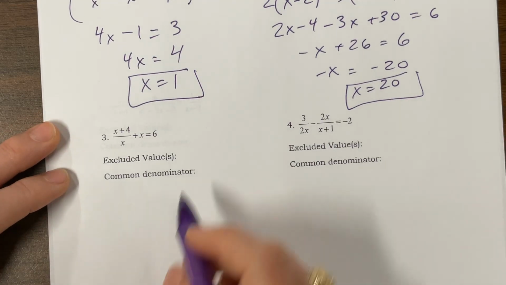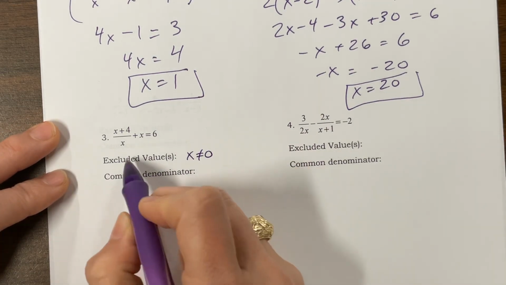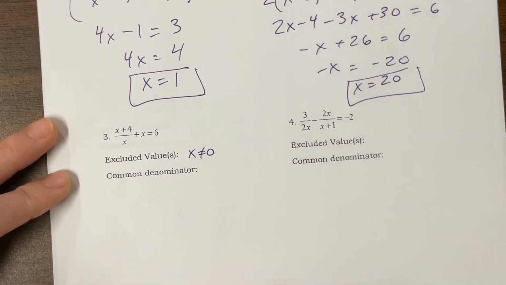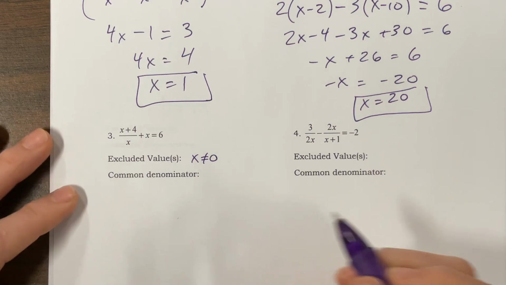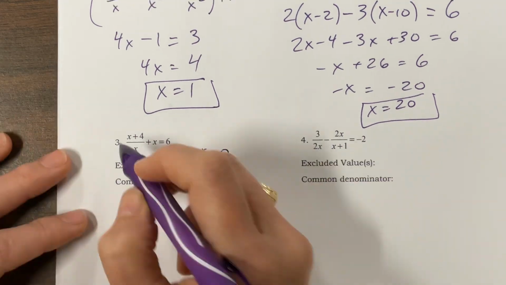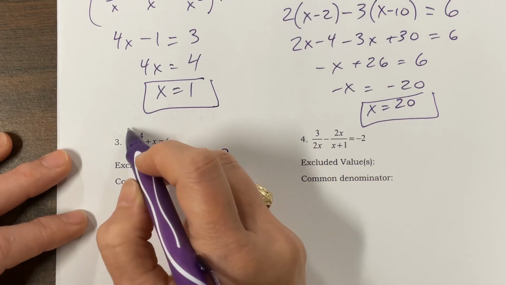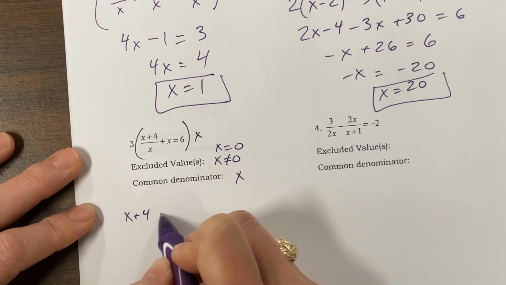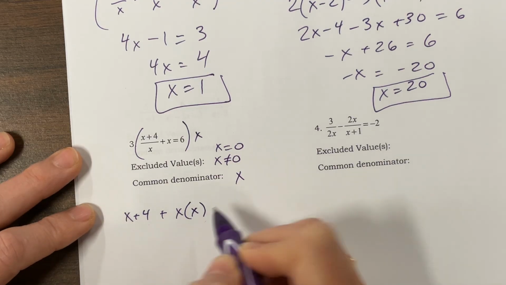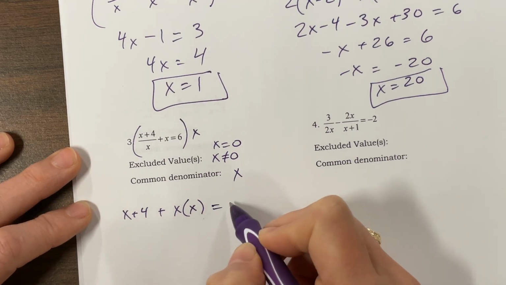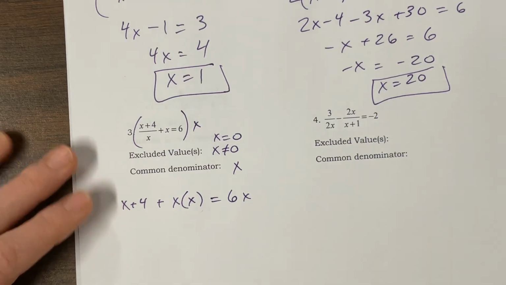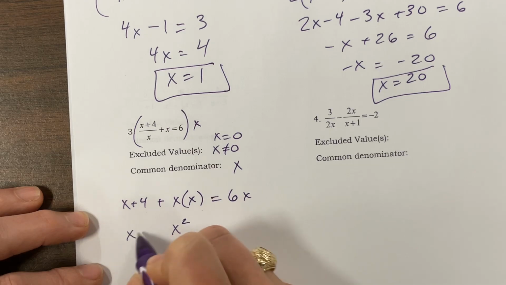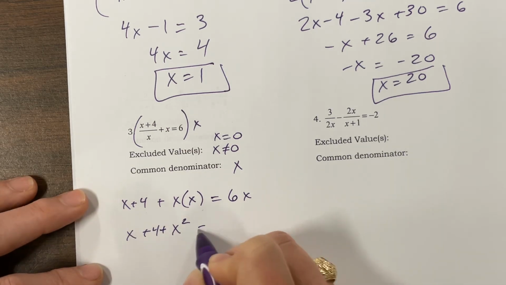Okay. Excluded values: x cannot equal 0. Anyway, I was writing it one way, and I wrote it a different way this time. The excluded value is 0. x equals 0 is what's excluded. Common denominator is x. So I'm going to multiply everybody by x, and I get an x plus 4, plus this x times the x is equal to 6x. Okay, so what's happening? I see an x squared. I see an x plus 4 plus x squared equals 6x.